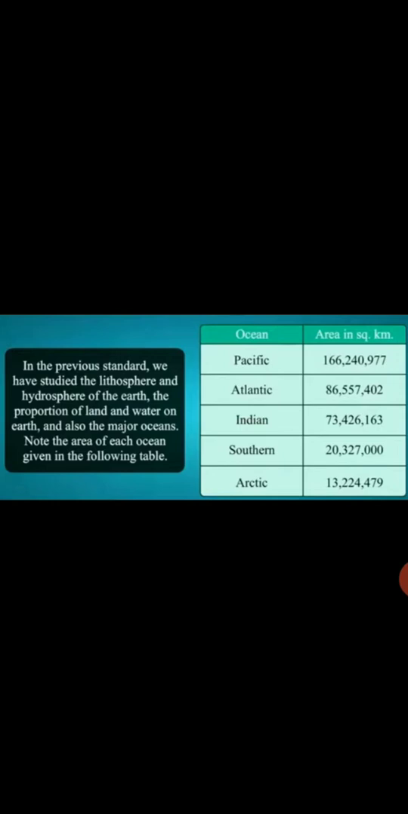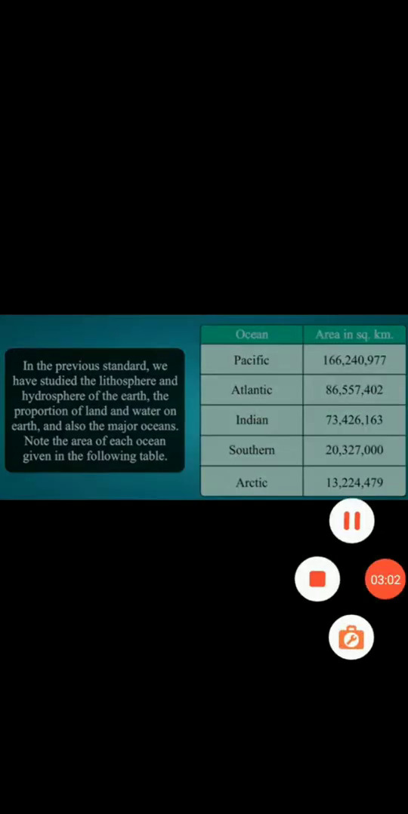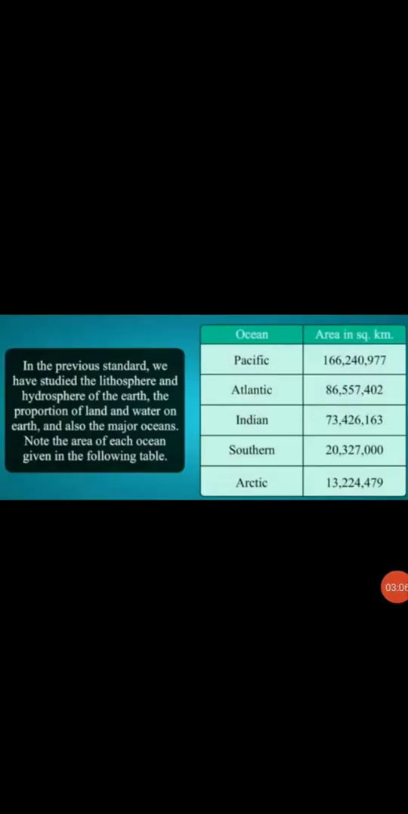The third largest ocean is the Indian Ocean, with an area of 7 crore 34 lakh 26,163 square kilometers. The fourth largest is the Southern Ocean, and the area is 2 crore 3 lakh 27,000 square kilometers. And the smallest ocean is the Arctic Ocean, and the area is 1 crore 32 lakh 24,479 square kilometers. So students, these are the 5 oceans and we have learned about their area in square kilometers.